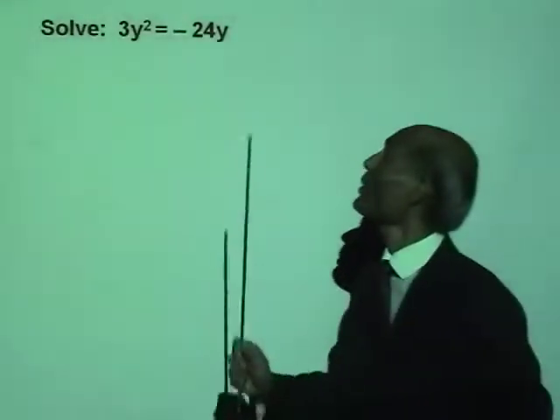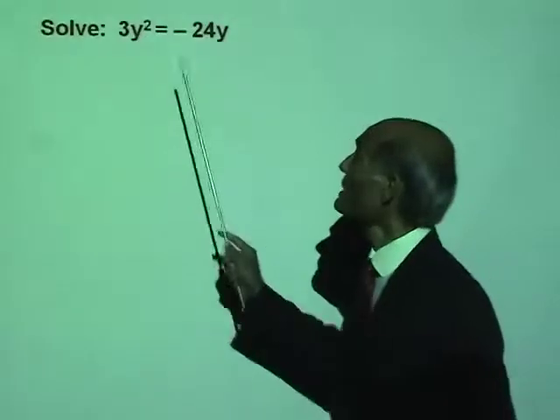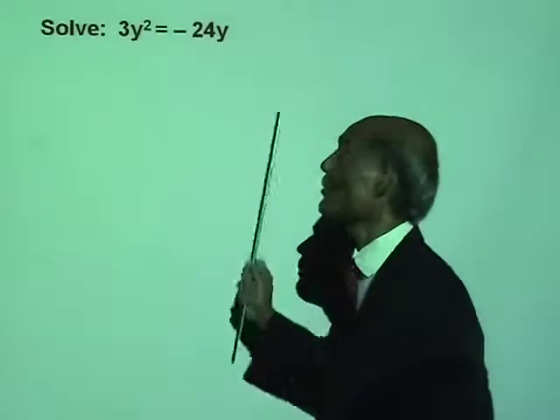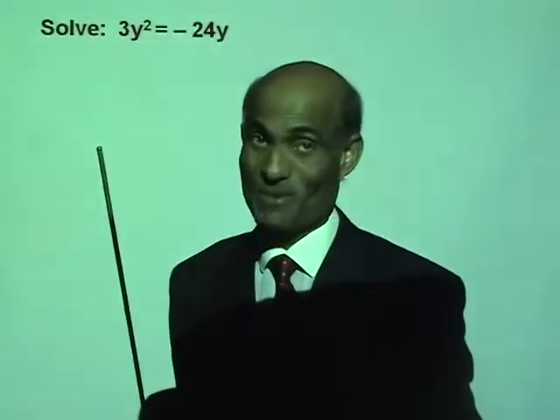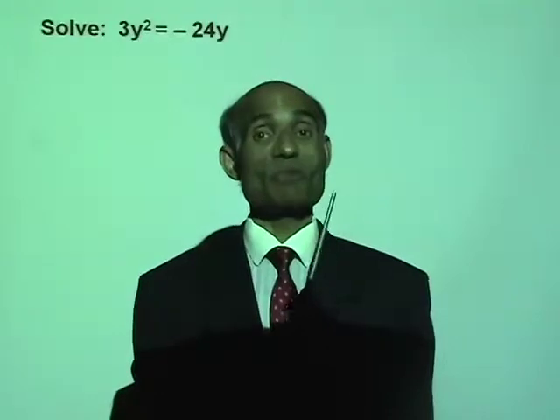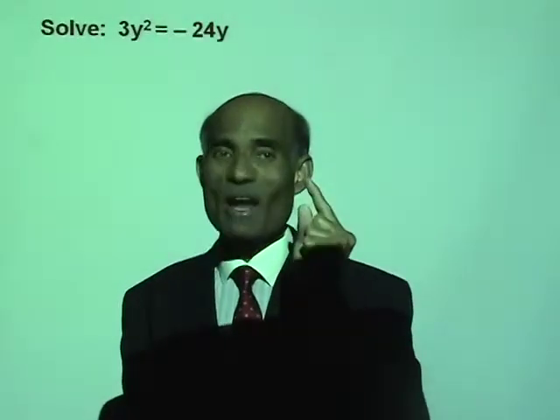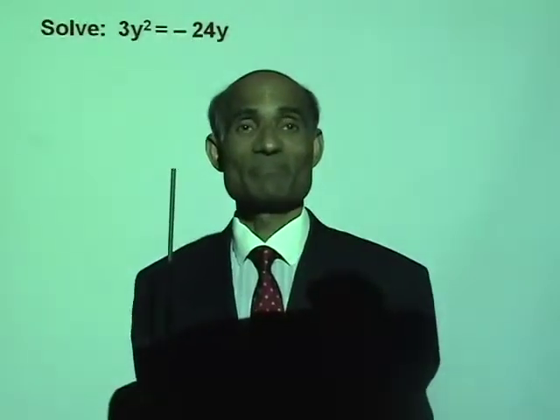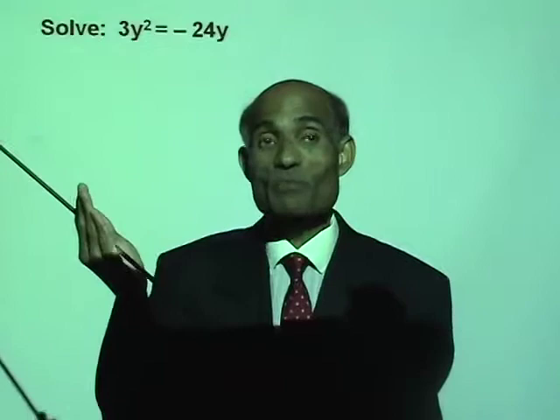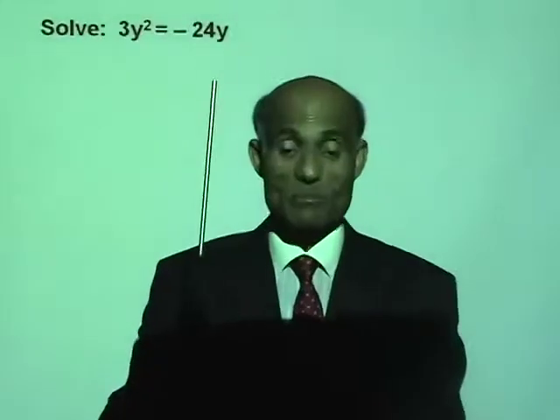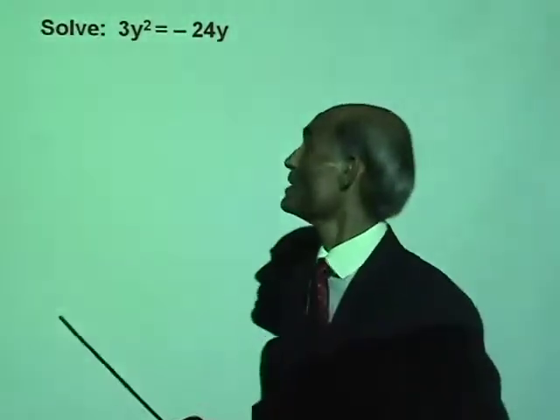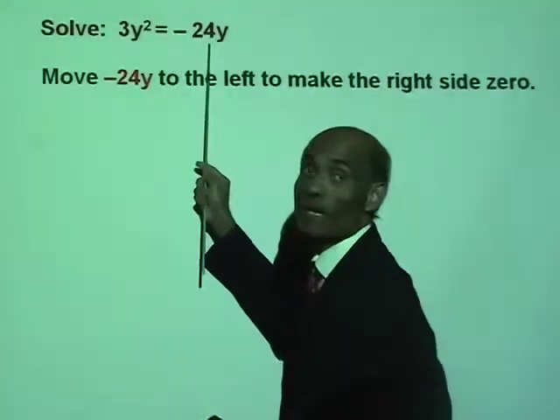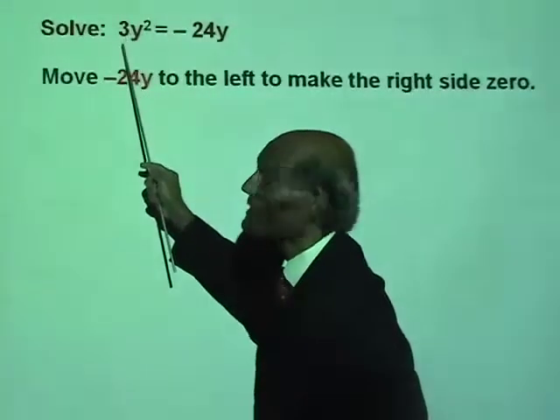Okay, let's now go and do another one. Solve 3y squared equal to -24y. Alright, now here we need to start from the first step. What is the step 1 I gave you that you must do in solving equations like this? Move terms from the right to the left and make the right side 0. So the first thing to do is move the -24y from the right side to the left side.